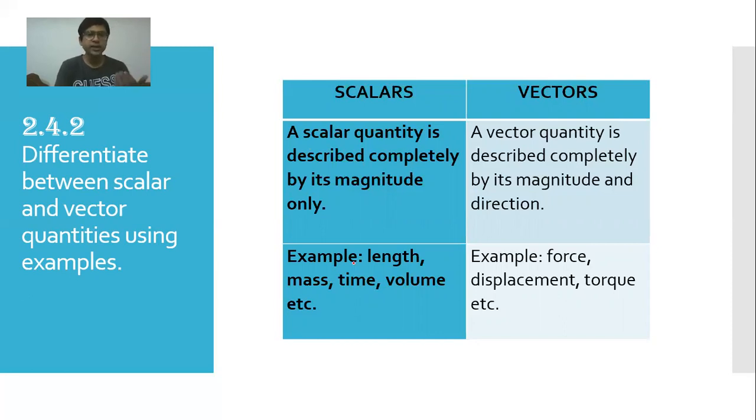The second difference would be the examples. For scalar quantities, the examples could be length, mass, time, volume, etc. And for vector quantities, the examples could be force, displacement, torque, etc. I have told you about force and displacement. We haven't talked yet about torque because most of you haven't been familiar with the word torque. So in the next chapters which we are going to study, we will be talking about torque. Torque is again a vector quantity, but just to give the differences, you can write 3 examples each for scalars and for vectors.